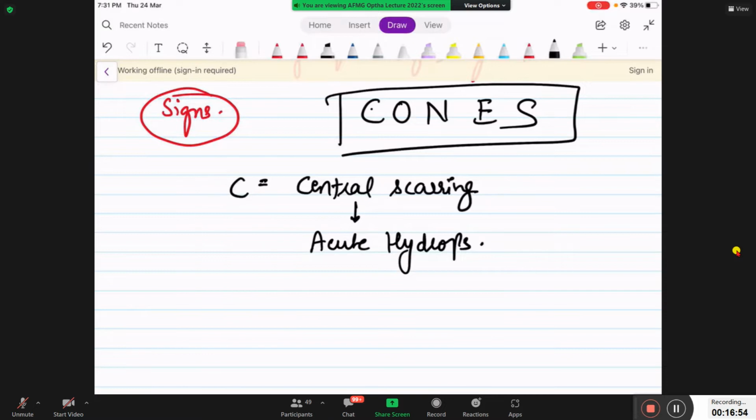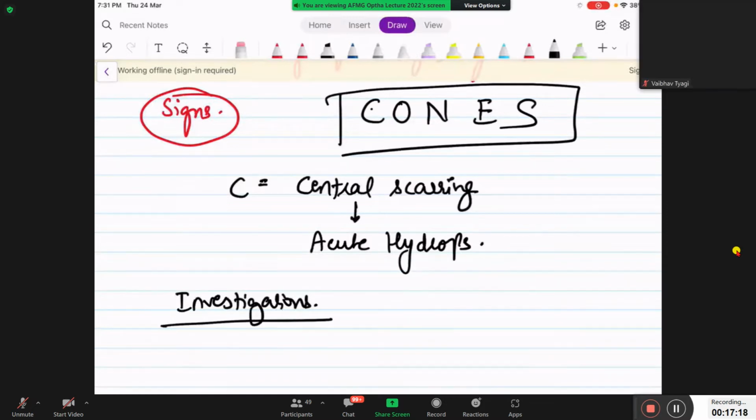This is a cotton wisp. You bring the cotton wisp from the lateral side and you touch the tip of the cornea with the cotton wisp and you check the blink reflex of the patient, right? So write down investigations. Next heading is what all investigations you carry out in a patient whom you suspect keratoconus.